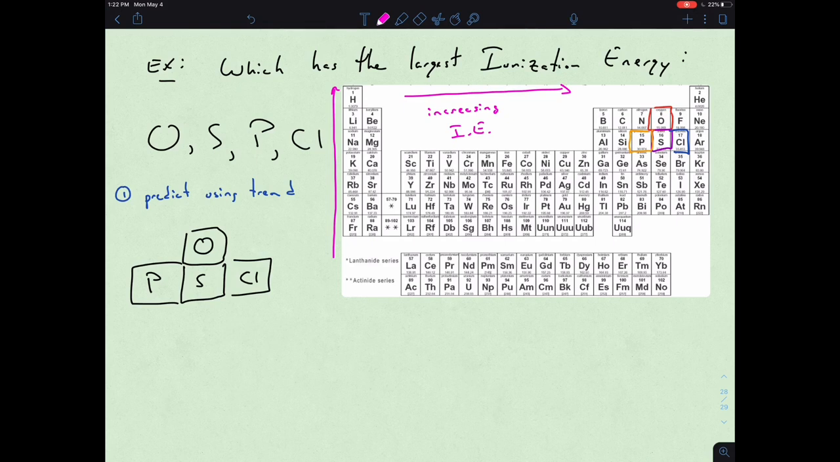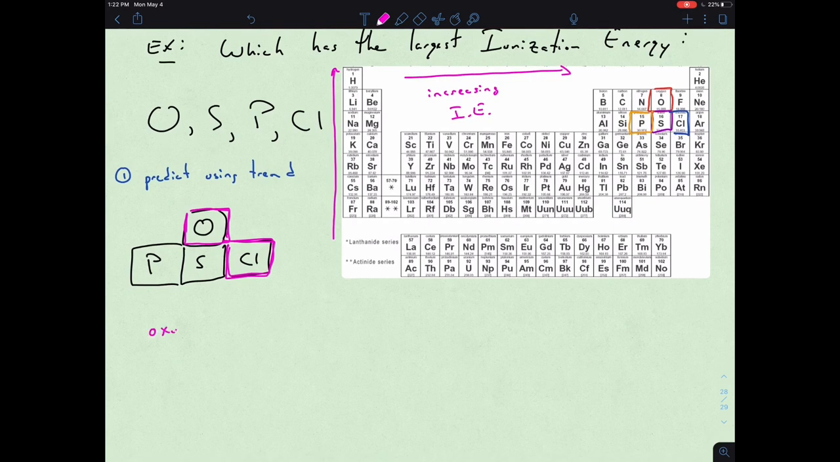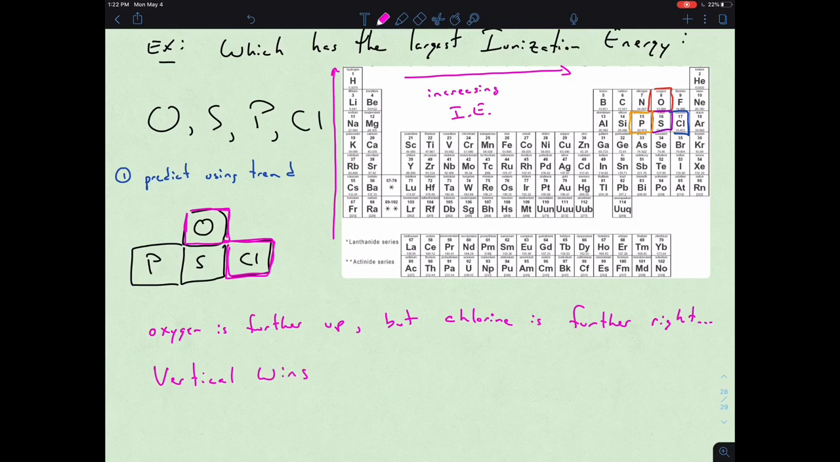So if I use that as my guide, I end up with one of these two. So oxygen is further up, but chlorine is further right. And so remember, vertical wins. So oxygen has the greatest ionization energy.